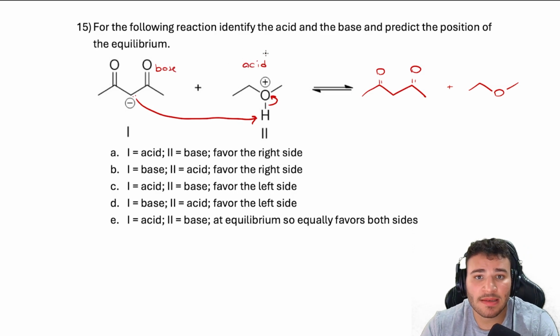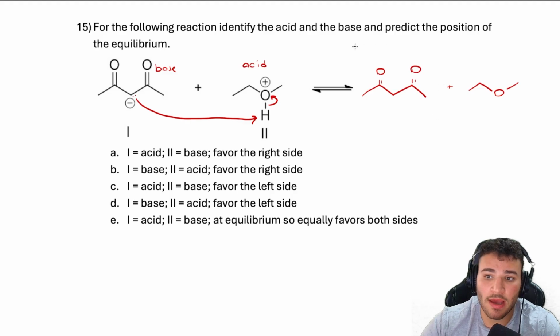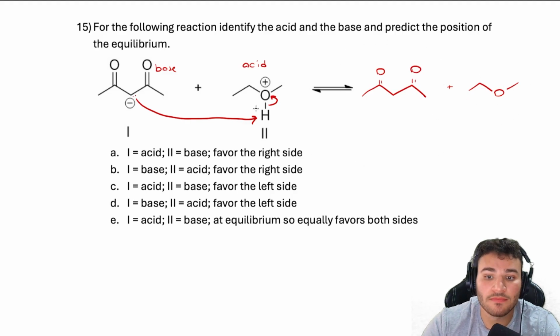And now let's determine, based on those rules, where the reaction will favor, whether it'll favor the left side or the right side. We can also determine, if we look from right to left, what we'll notice is that this structure now accepts a proton, meaning that this must be the conjugate base.